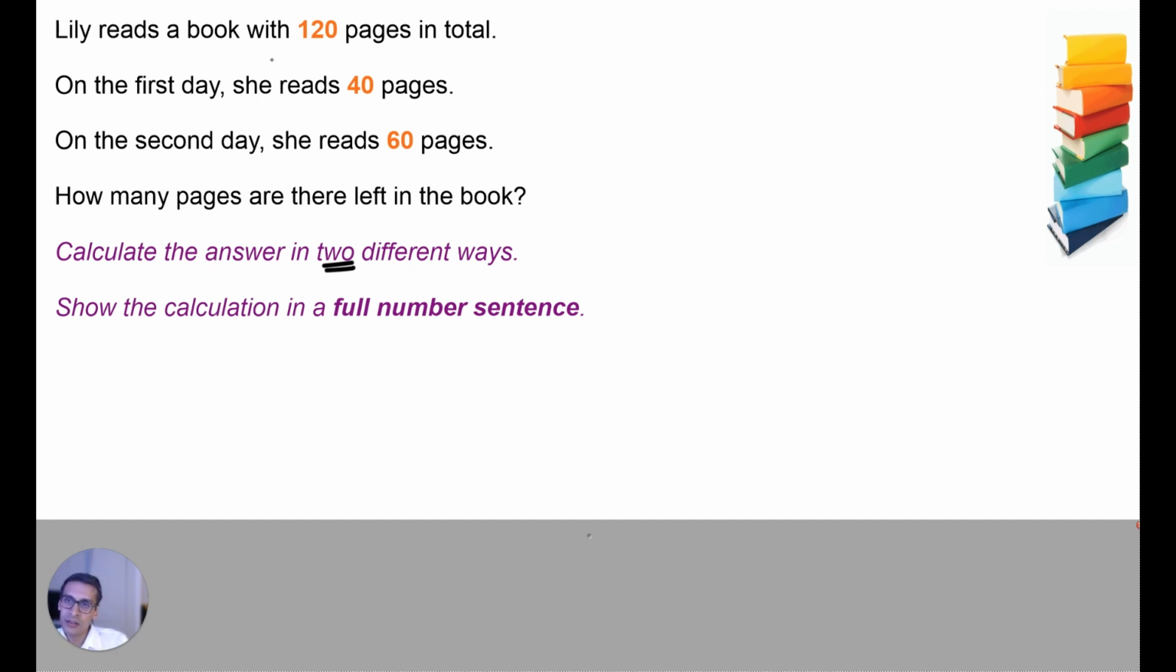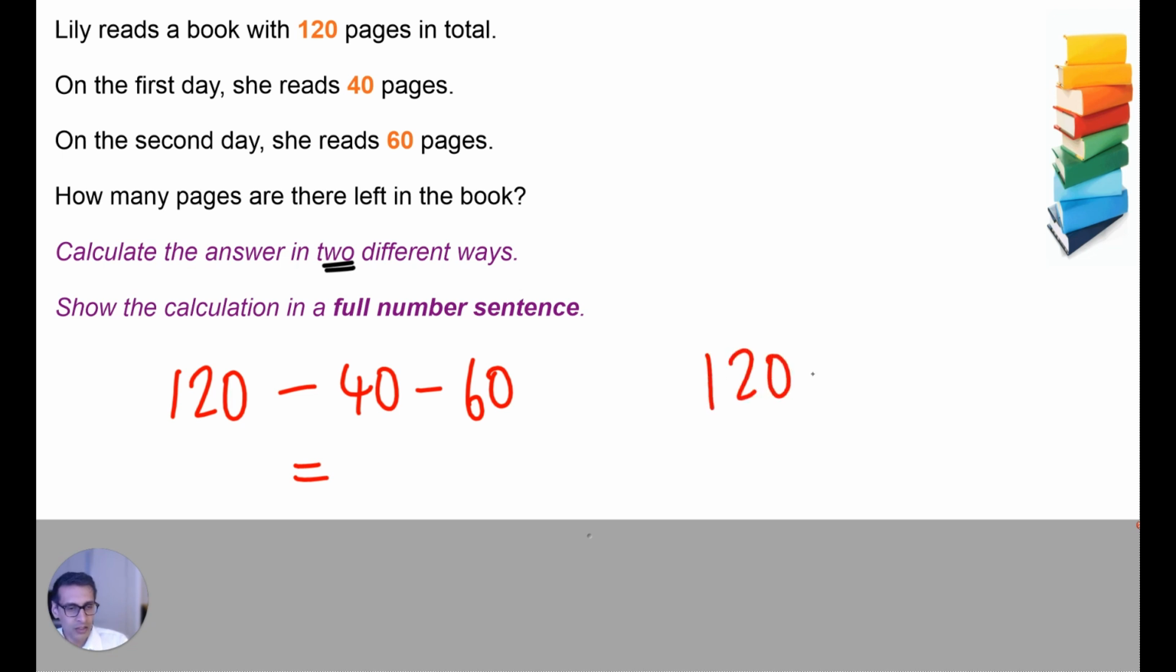Okay, I hope you've had a go with this. Let's have a look. Now, I suspect one of the ways you would have done it is 120 minus 40 minus 60. And that's fine. That would have given us the answer. The other way, I hope you spotted, is by using brackets, and it's quite a nice way to do it. So you still start with the same number of pages, but because you know you're going to subtract 40 and 60, you can put it in brackets and add them up first. So 40 plus 60. So 120 take away 40 plus 60.